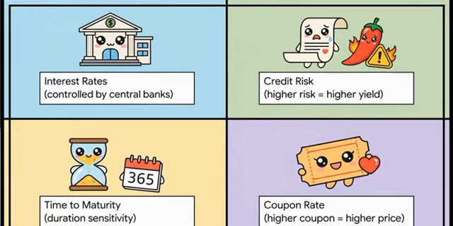While the overall yield is for sure the primary driver, let's briefly summarize the other key factors affecting bond prices so you have a truly holistic view of the market mechanics. First up, interest rates, generally controlled by central banks like the RBI. Second, credit risk. If a company becomes riskier, investors demand a higher yield, which, as we just learned, forces the price lower. Third is time to maturity. The longer you have to wait for your money, the more sensitive the bond is to rate changes. And finally, the coupon rate itself. A higher coupon naturally dictates a higher price, assuming all else is equal.